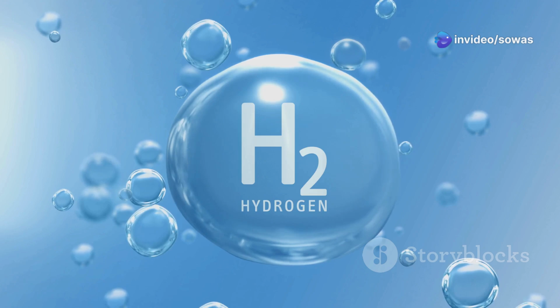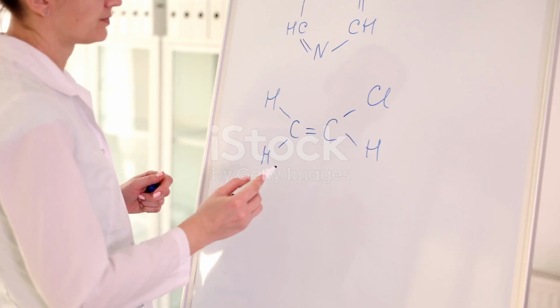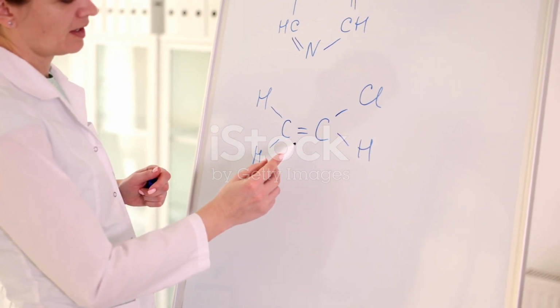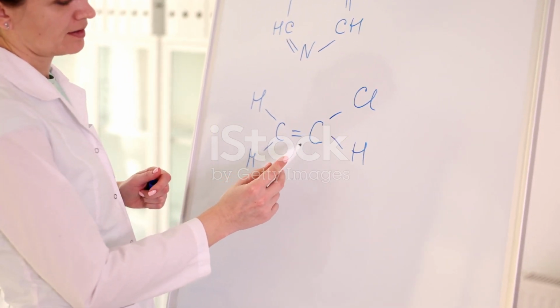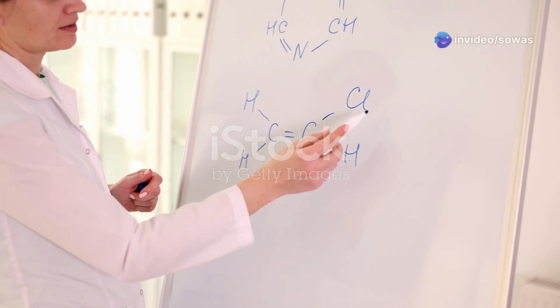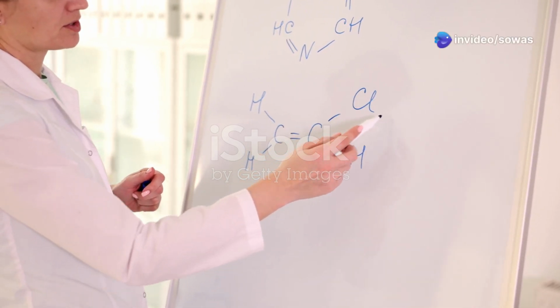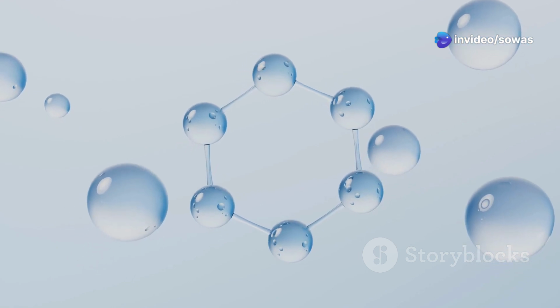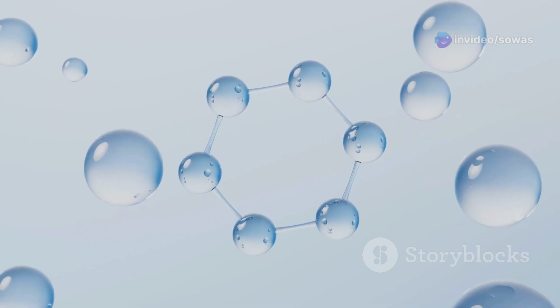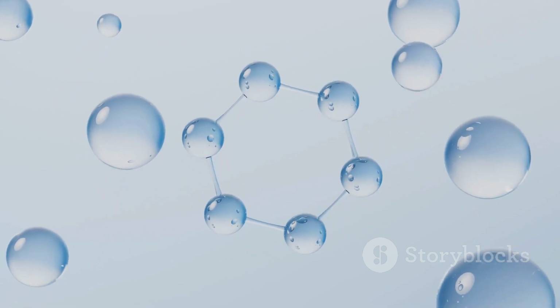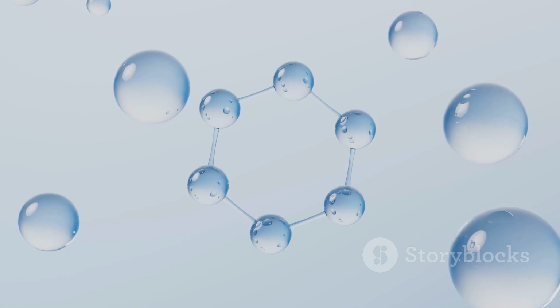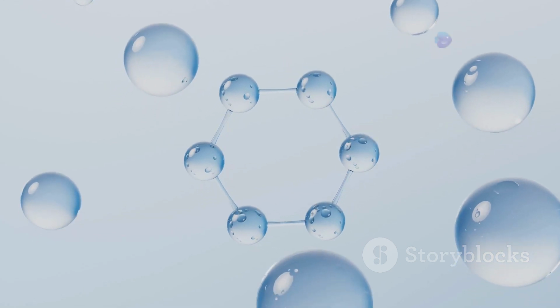Section 8. Hydrogen bonds, weak bonds with a strong influence. In addition to covalent and ionic bonds, a third type of bond, the hydrogen bond, plays a crucial role in shaping the structure and properties of many biological molecules. Hydrogen bonds are weak electrostatic attractions between a hydrogen atom covalently bonded to a highly electronegative atom such as oxygen or nitrogen, and an electron pair in the adjacent molecule.